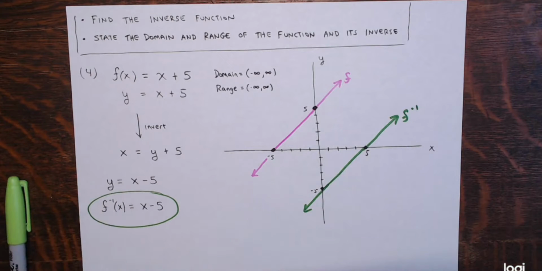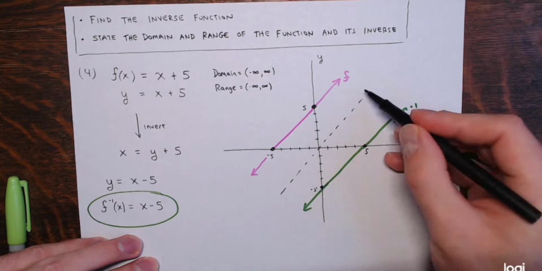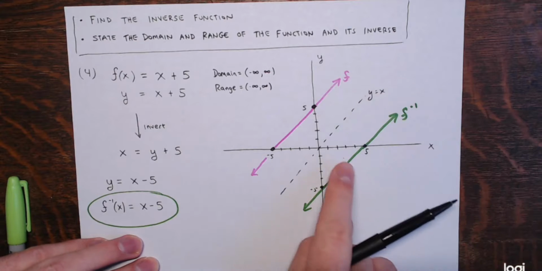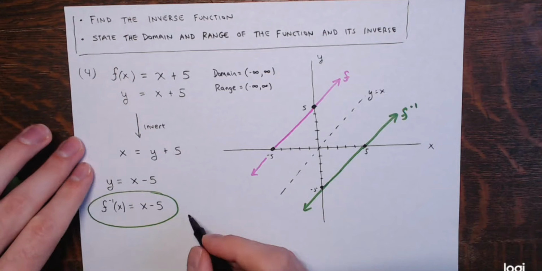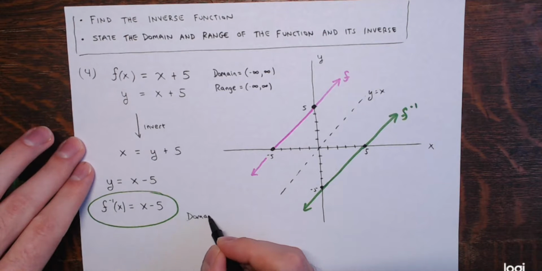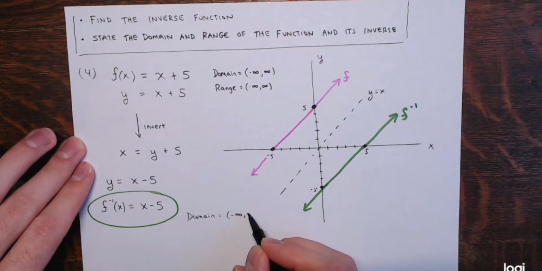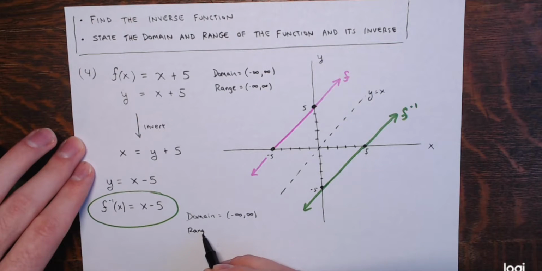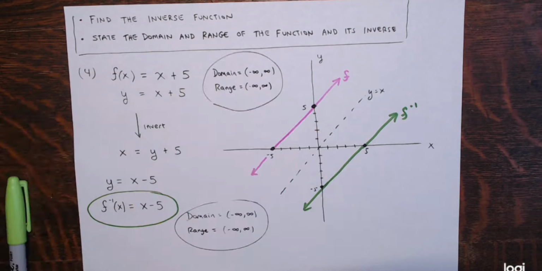And again, you can see this is a reflection across the line y equals x, right? y equals x is another line with a slope of 1. Here's y equals x. And hopefully you can see the reflection. And the domain and range is very simple again, right? The domain of this function is the range of the original, which is all real numbers. And the range of this function is the domain of the original, again, all real numbers. And you can see that in my picture as well. Right. So, pretty easy, that one.